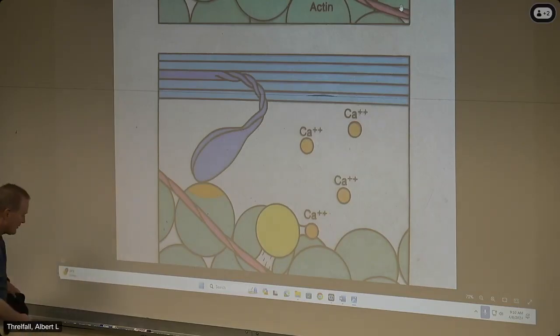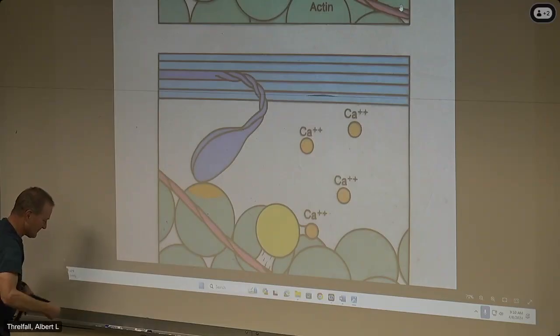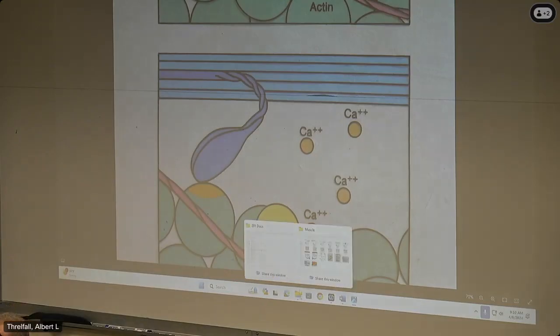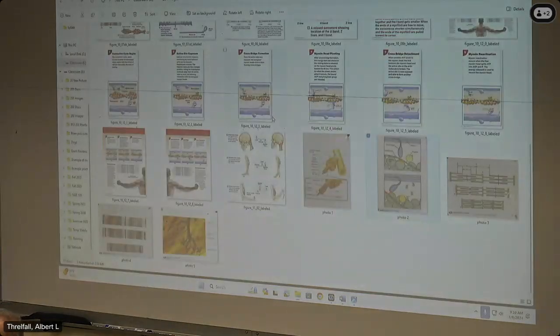So how in the world does all this happen? Where does the calcium come from? Well, you'll probably be sorry you asked, because I'm going to tell you. I'm going to tell you with a series of pictures, and I suggest you photograph each one.